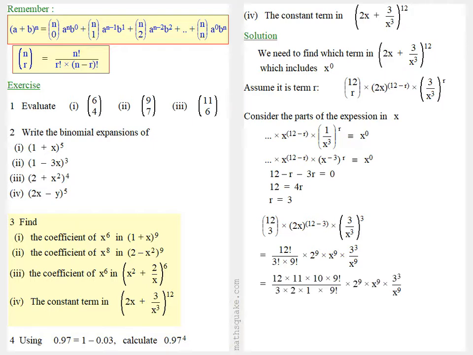That gives us 12 times 11 times 10 times 9 factorial over 3 times 2 times 1 times 9 factorial times 2 to the 9 times x to the 9 times 3 cubed over x to the 9. Now we can cancel the 9 factorial top and bottom. So that leaves us with 220 times 512 times 27, and the x's cancel, which gives us an answer of 3,041,280. So the constant term is 3,041,280.